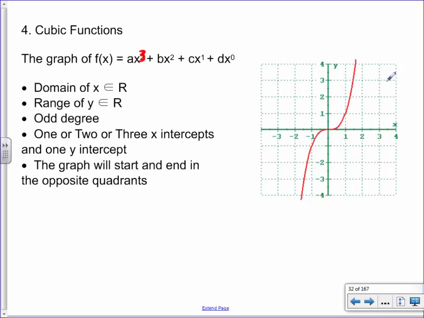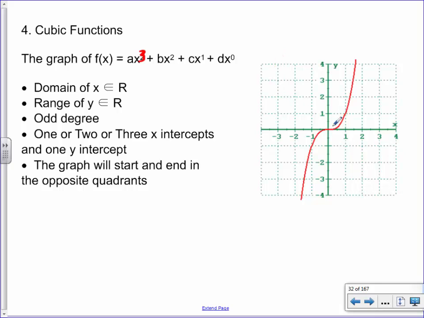Odd degree things always go diagonally across the map. Now they could go like this across the map. They could go like that across the map too. How would I get something to go this way? What would that require? Good, a negative leading coefficient. Yeah, there you go. Okay.